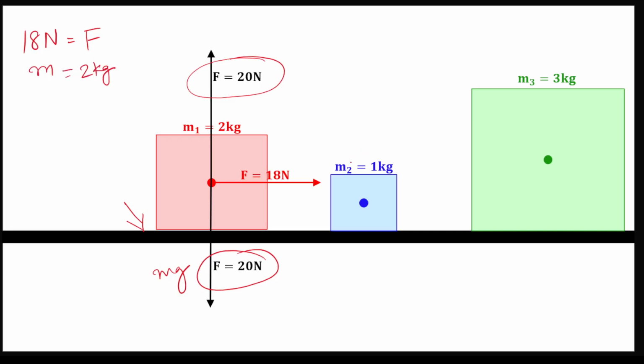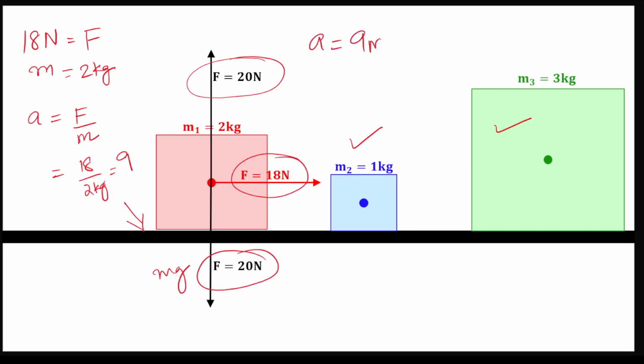As of now, this blue and this green one have nothing to do with it. So the acceleration produced here is simply F by m, because F is equal to ma, and you have 18 Newton divided by 2 kg, which gives you 9. So if a force of 18 Newton acts on this box, you can be rest assured that it will have an acceleration of 9 meters per second square. This is part 1, very easy to follow.